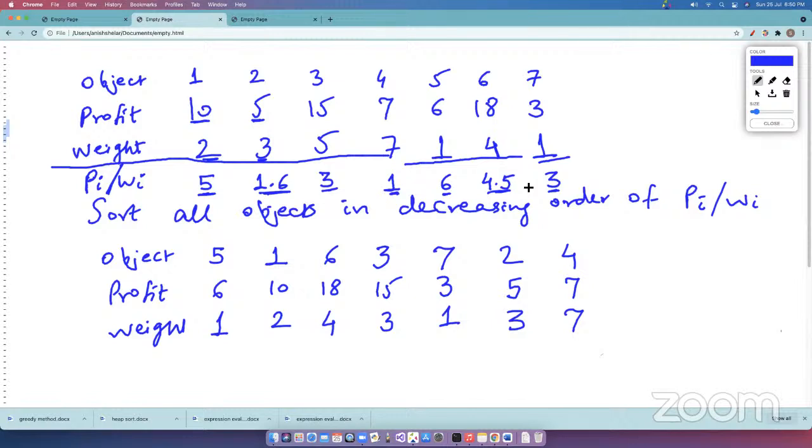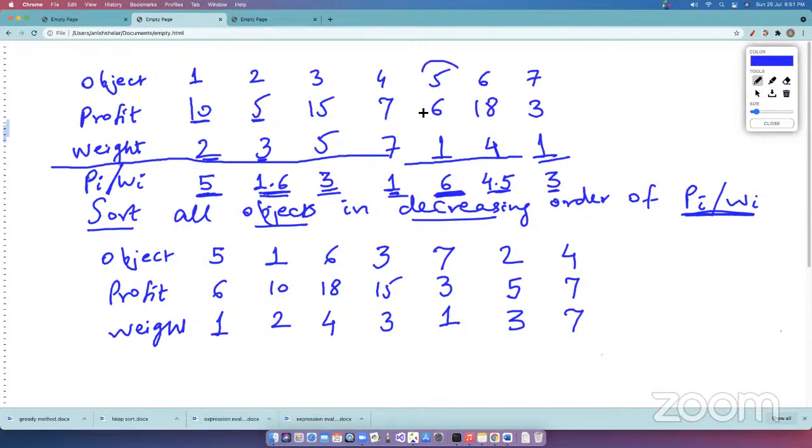So first step is you find profit by weight for every object. Now the second step is you sort all the objects in decreasing order of profit by weight. What it means is you take that object first which has highest profit by weight. Decreasing order, isn't it? So the object having the biggest profit by weight will come on top.